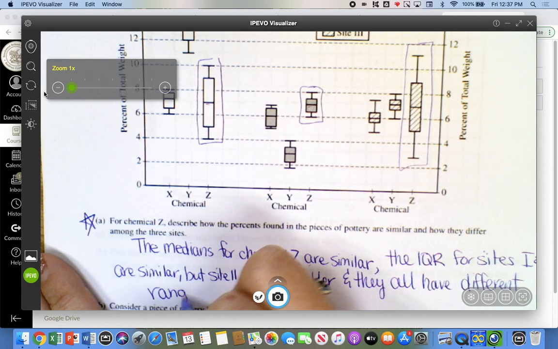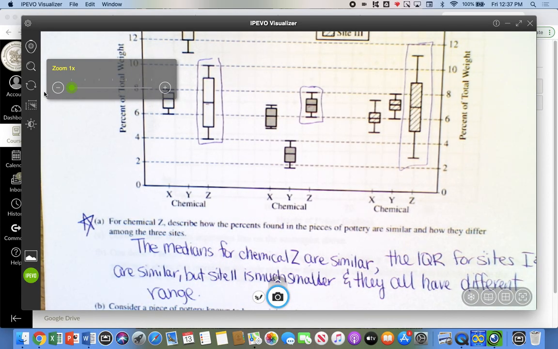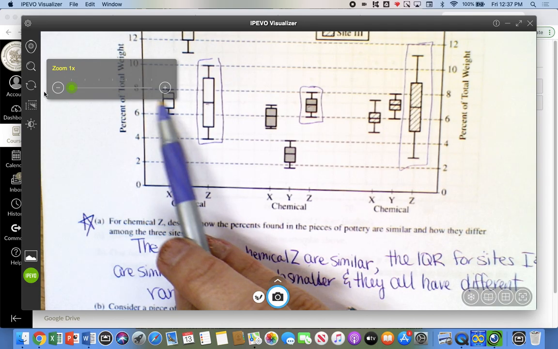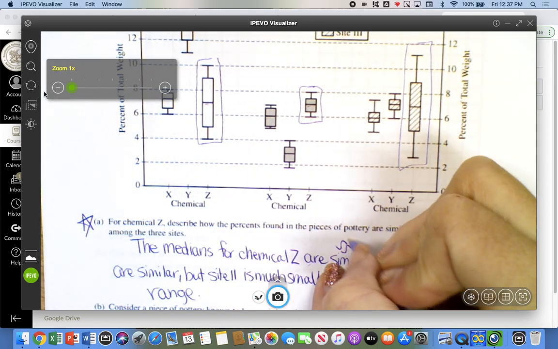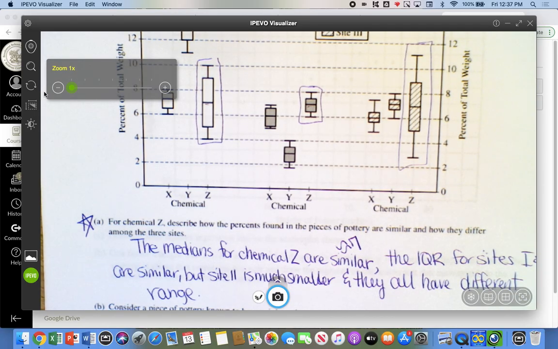Do you notice that when I described that, I didn't mention numbers anywhere? But I did talk about the chemicals and the sites, so I've mentioned the context. Now, if you wanted to say what the median is, say it's between 6 and 8. Instead of saying similar, you could say that the medians are all about 7, and you could mention the actual measurements of the IQR and the ranges, but you don't have to. As long as you are saying how they're similar and how they're different, you're going to get the points.